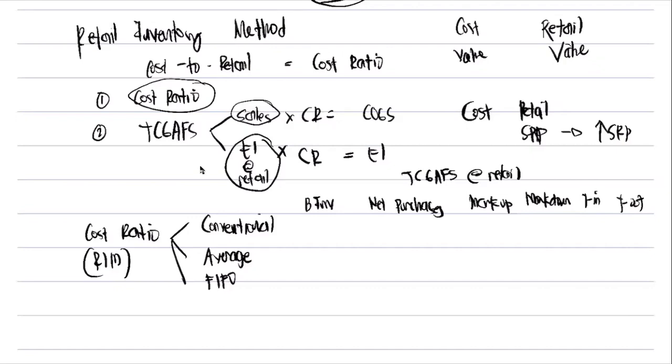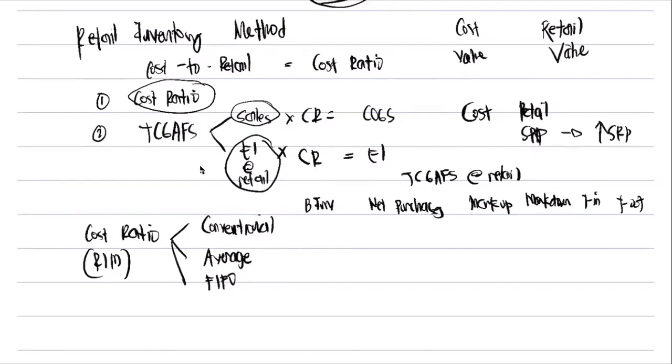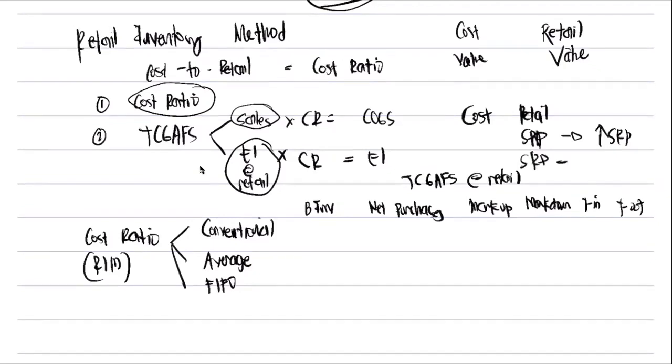And then we also have your markdown. What is this markdown? We already have your SRP. That is your retail. So if your SRP is decreased, we call that markdown. Take note, guys, we look into the relationship of your cost to your retail price. What is that retail price again? Your SRP or your suggested retail price. The relationship between cost to retail is known as your cost ratio. Now, under your cost ratio, we have three methods to estimate it. So it's either conventional, average, or FIFO.